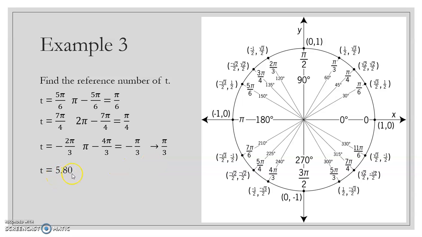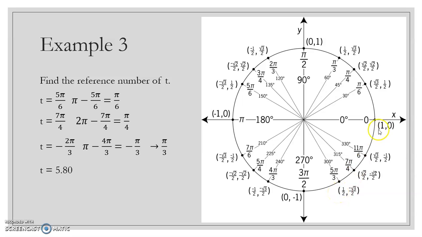Last but not least, I have 5.80. Now notice, that is not anything close to any of the radian measurements on my unit circle. So what I would do is actually find decimal equivalents. So pi, I know, is 3.14. 3 pi over 2, in a calculator, it tells me that 3 pi divided by 2 is 4.7, okay? And 5.8 is more than that. And 2 pi, according to my calculator, is 6.28. So 5.80 is going to be somewhere in this area over here.